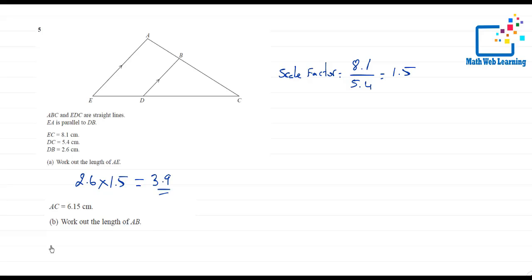Okay, that's the answer. Now we have been told A to C is 6.15. Here's the scale factor 1.5. I can go ahead and calculate B to C. So we're going to do B to C first, which is going to be 6.15 divided by the scale factor 1.5. Why do I divide, not multiply? Because B to C is smaller than A to C, as simple as that. And the calculation, 6.15 divided by 1.5, I do get 4.1.